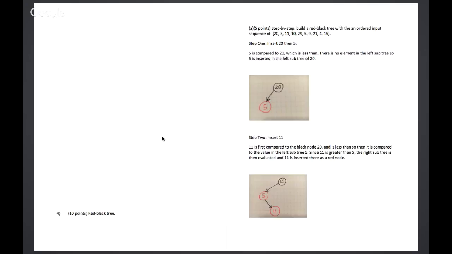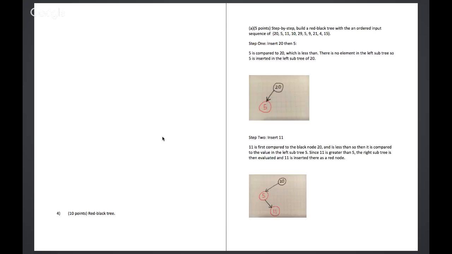So we insert 20, and then we only have one node, and then I showed a picture of inserting 5. So 20 is in the red-black tree. 5 comes along and is compared with it, and we know that it's less than. So the 5 moves down the left subtree, and it's evaluated that there's nothing there, so 5 is inserted as a red node, as always in a red-black tree, in the left subtree of 20.